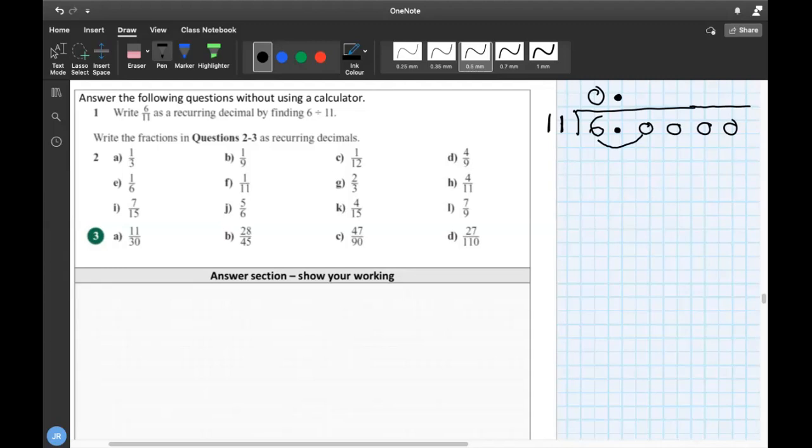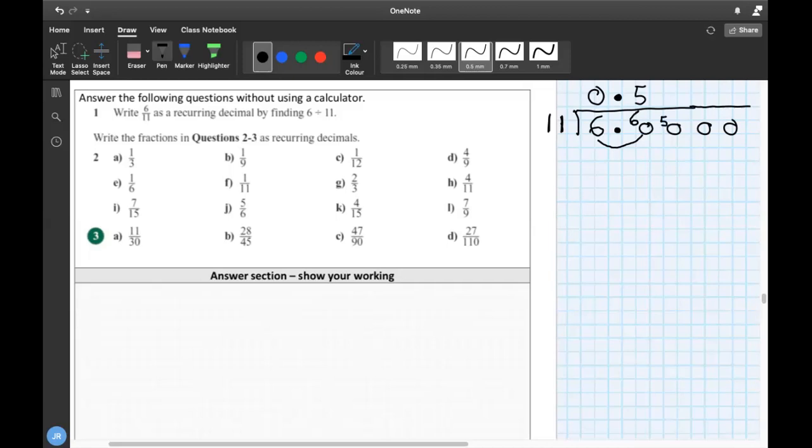So what we want to do instead is carry our 6 over and write it like this. So we've now got 60 here. How many 11s can fit into 60? Well, 11 times 5 gets us to 55. From 55 to 60, we have a remainder of 5.